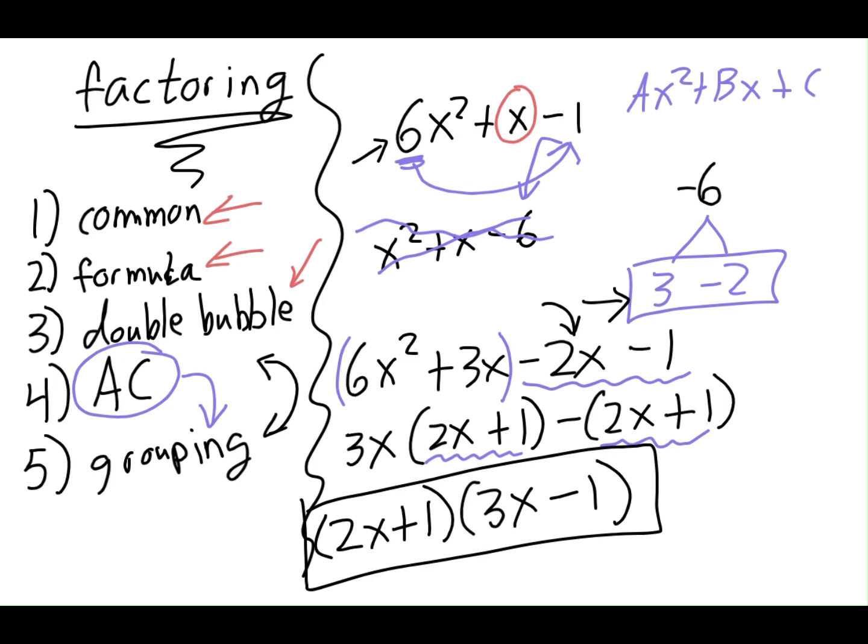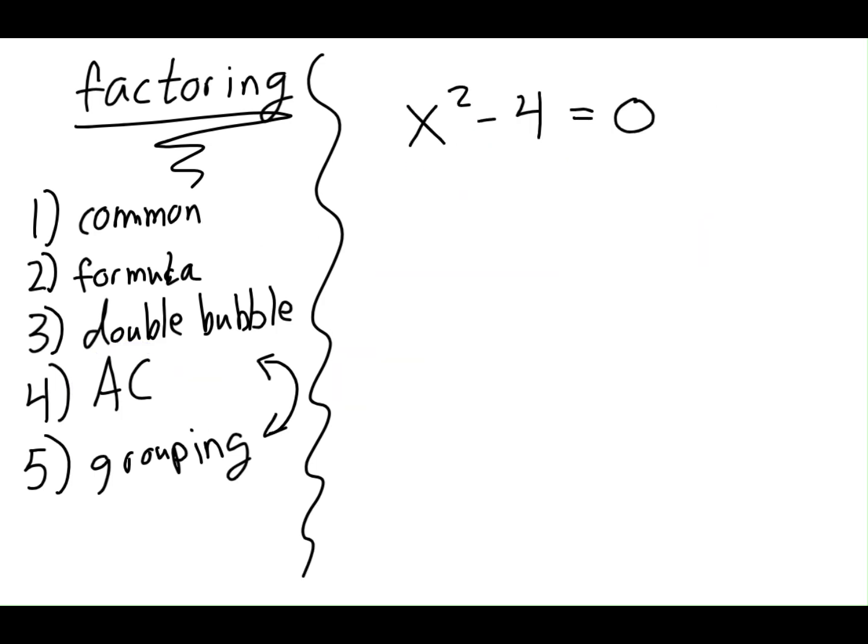Okay, I have one more example to do for factoring. Here we have something a little bit different than we've done in the last examples. We have x squared minus 4, and it's equal to 0. So because it's equal to 0, we want to take it a step further. We don't just want to factor, we want to solve.